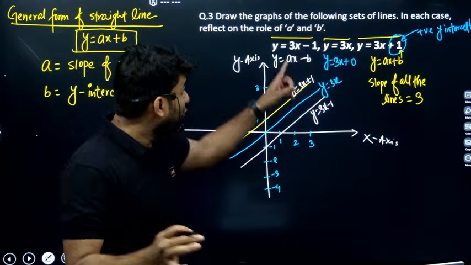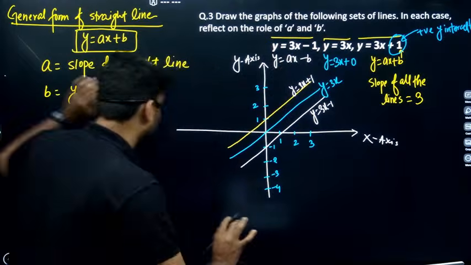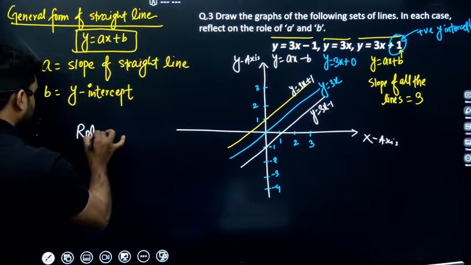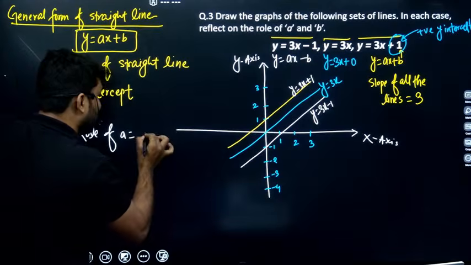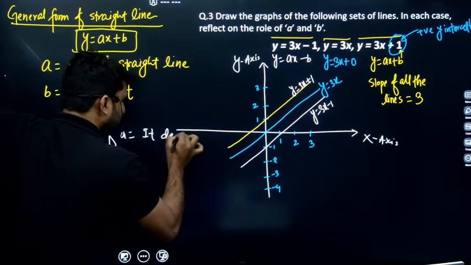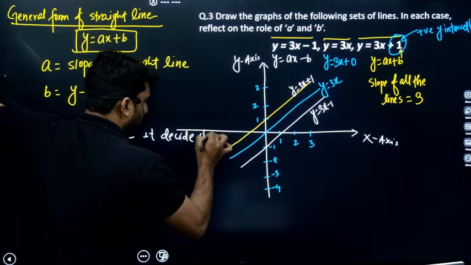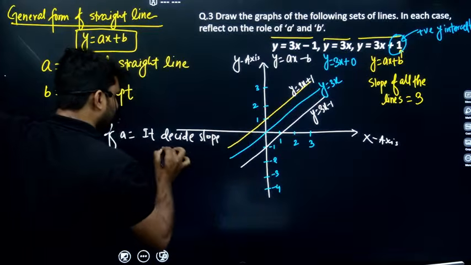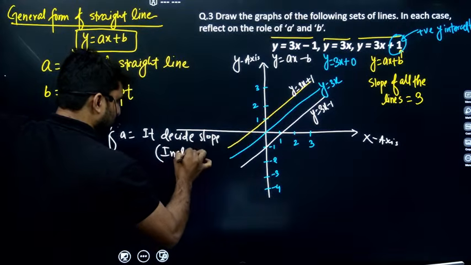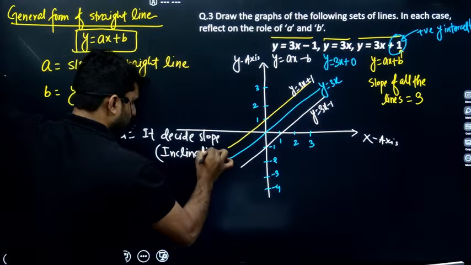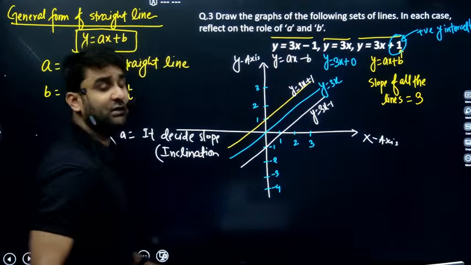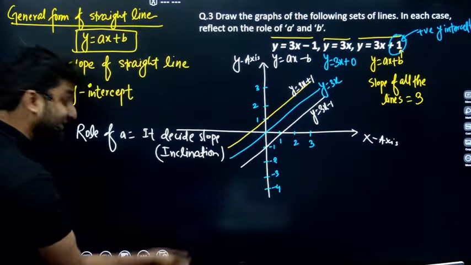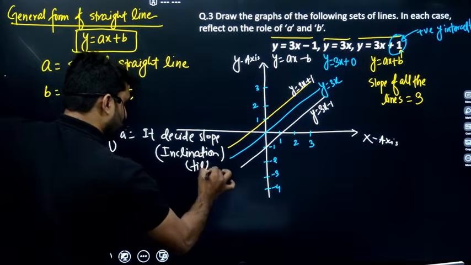Listen, everyone. What is the role of a and b? I'm writing here. Role of a. A will decide the slope. Slope means what? Inclination. How inclined the line will be, like this or like this? Tilt, tiltness. How tilted the line is.